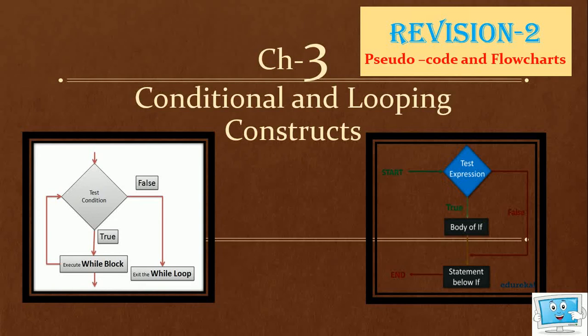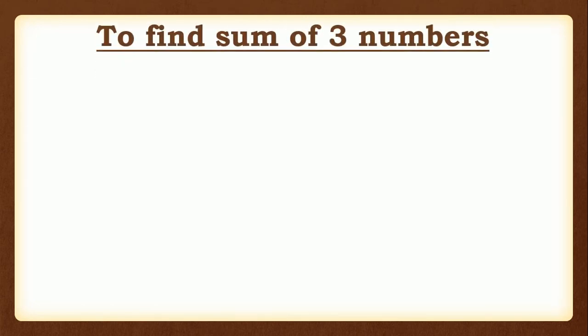Hello students, welcome back. Today we are going to start revision 2 of chapter 3, conditional and looping constructs. And the topic for today is pseudocode and flowcharts. As you all know, flowcharts are the diagrammatic representation of the step-by-step solution of a problem, and pseudocode is the step-by-step solution of a problem when we write it informally.